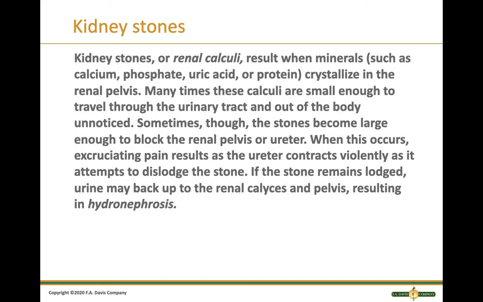All right, a couple more things we need to know. The cause of kidney stones. Kidney stones, or their technical name, renal calculi, result when minerals such as calcium, phosphate, uric acid, or protein crystallize in the renal pelvis. This probably happens and they're small enough that we don't even notice them. They just go out through the urine. But when these stones become large enough to block the renal pelvis or the ureter, it hurts a lot. The ureter contracts trying to get them out.